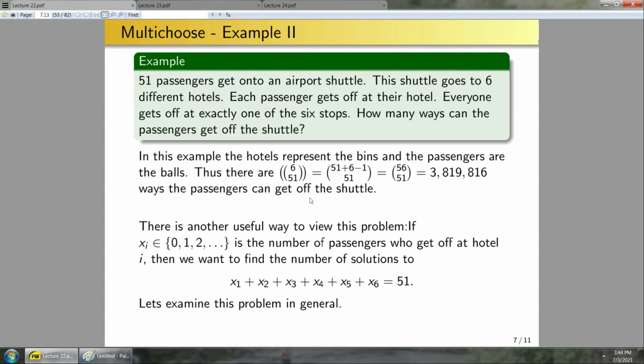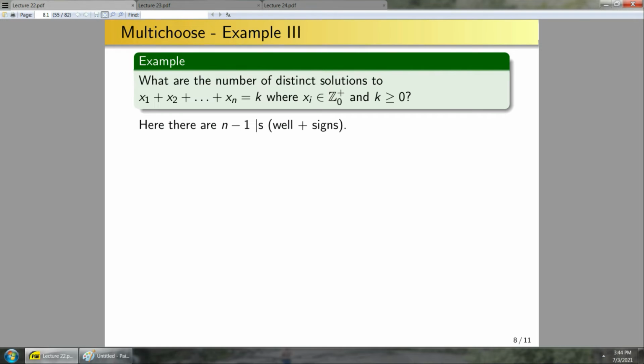That should be my answer. And it turns out that that actually is the case, but just to give you another example of going through the process of doing the stars and bars, let's derive it from scratch. Okay, so there are n minus 1 lines.